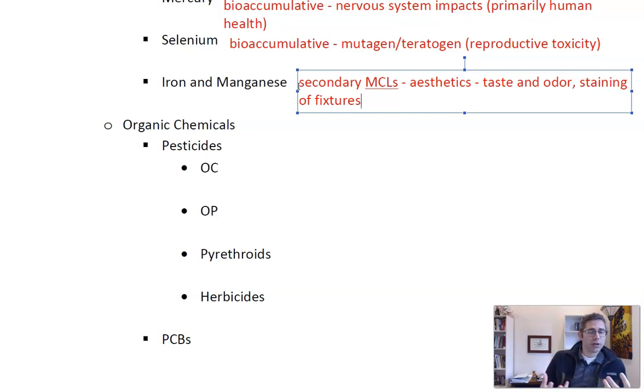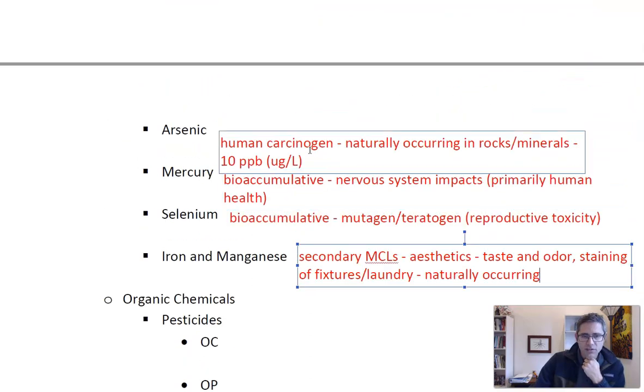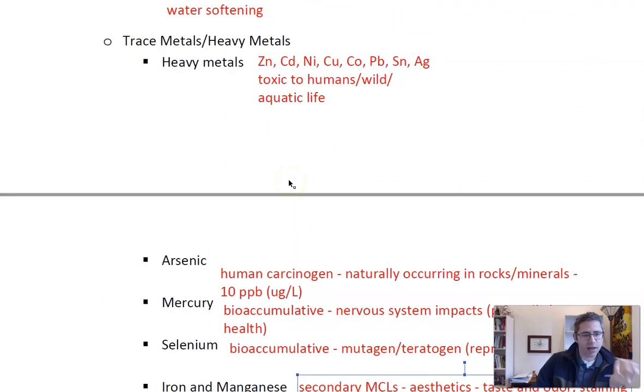Sometimes you've seen maybe in toilets where water's been sitting for a long time, a black ring in that area. That's probably actually manganese scale that's happening. So staining of fixtures or laundry. If you do laundry with water that has a lot of iron, your clothes are going to come out potentially having brown or red on them. So these are generally naturally occurring. Again, in crustal elements, iron and manganese are pretty abundant. So that covers kind of the gamut of trace metals or heavy metals.